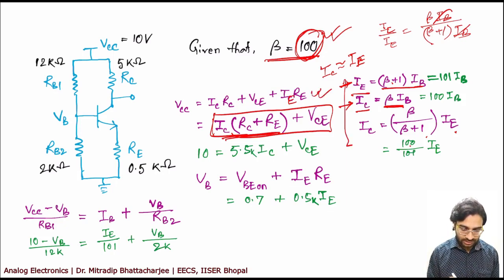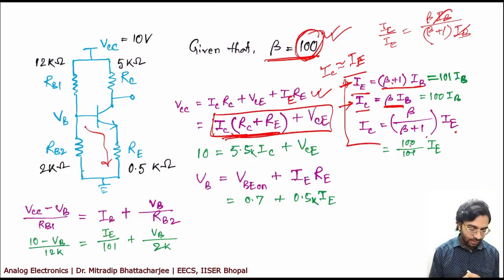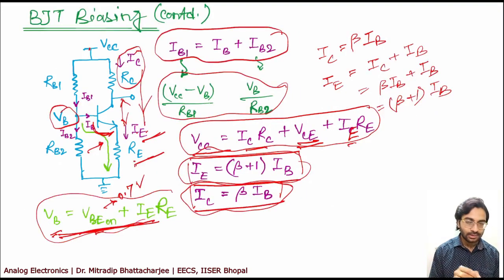Then you have these three equations as I have said, and then you have this equation, if you consider this path, which is VB equal to VBE on plus IE RE, this one. And then you have the first equation, IB1 is equal to IB plus IB2.